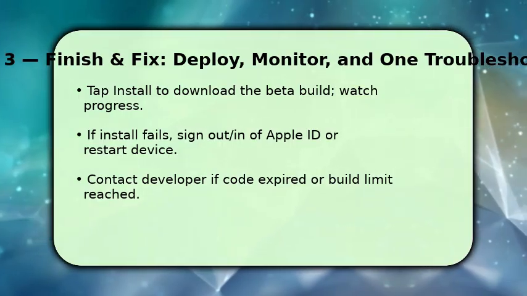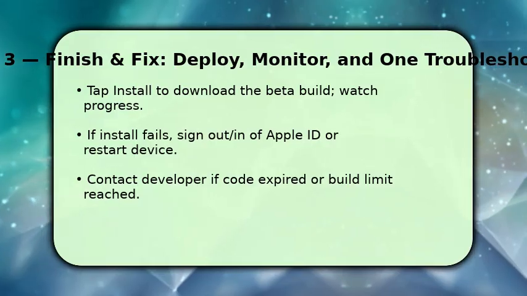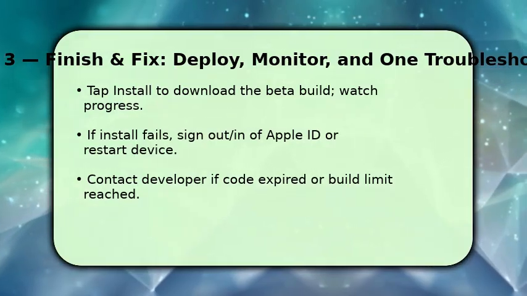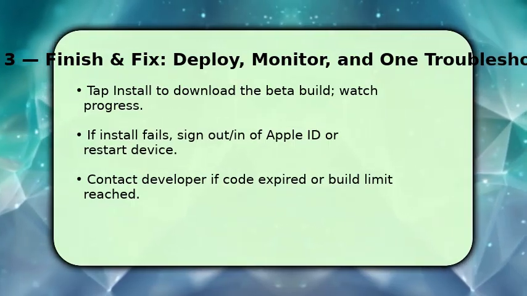If you still see errors, verify the code hasn't expired and that the developer hasn't reached the tester limit, then contact the developer for a new invite. This should get you into the beta or identify the blocker.